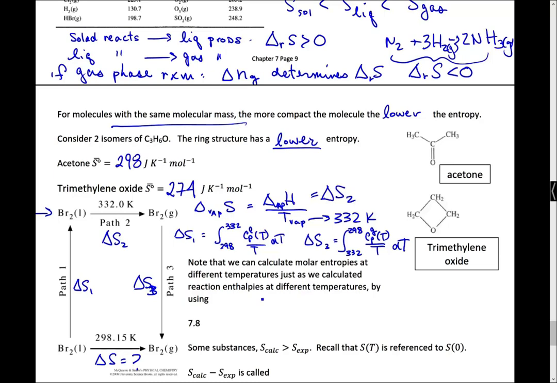All right, so delta S overall at 298 will equal delta S1 plus delta S2 plus delta S3. So because entropy is a state function, this allows us to calculate this path. Make sense? All right, so one of the things that we recognize is that what we needed to use was Cp over T in order to determine the entropies for the heating and cooling paths.